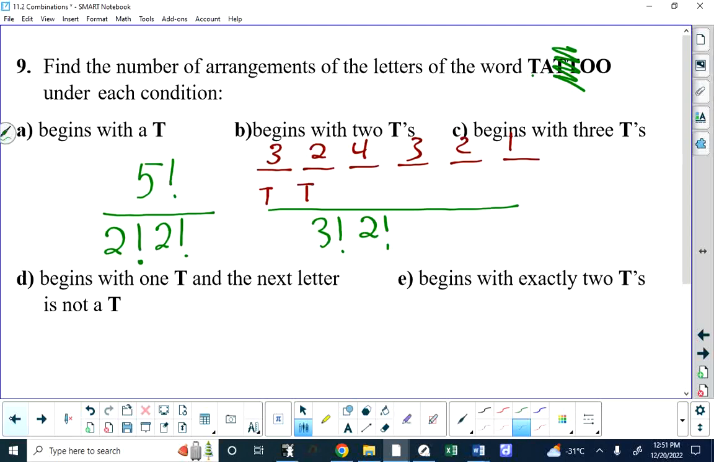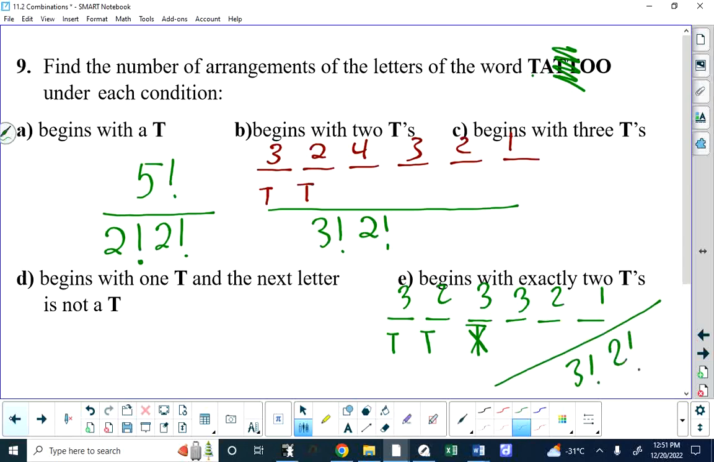Now, when it begins with exactly 2 T's, I'm going to jump around a bit here. Exactly 2 T's means T, T, not T, that means not T, and then whatever. So this is 3 and then 2, and then you have 4 letters left, but one of those 4 is a T, and we don't want the next one to be a T, so we're down to 3. Now we have 3 left, and then 2, and then 1.